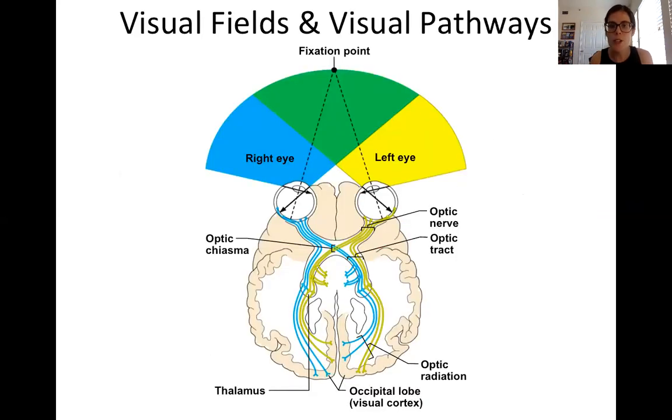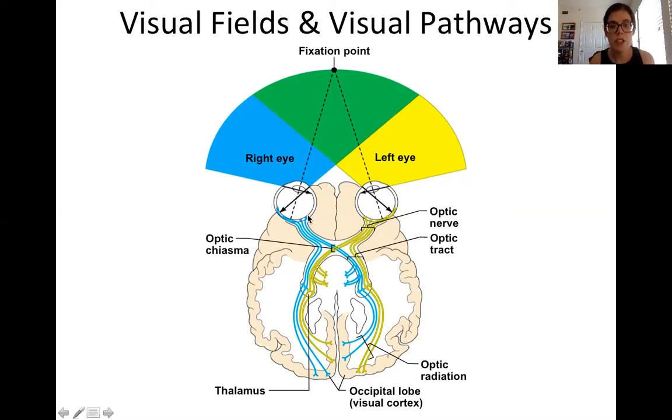Let's talk about that visual pathway. So similar to a lot of things, we have crossing that occurs. And so our right side of the world is going to come in, it's going to cross over a lot of it, and it will be viewed by the left side of our brain. And the left side of the world is going to cross over and be viewed by the right side of our brain. And so we're going to get crossing that occurs.